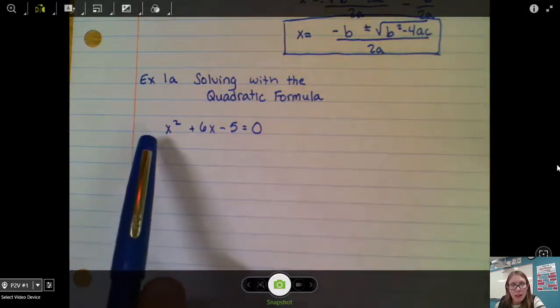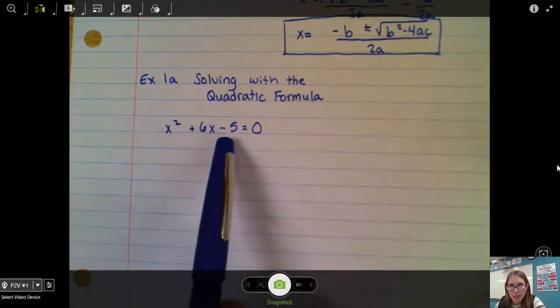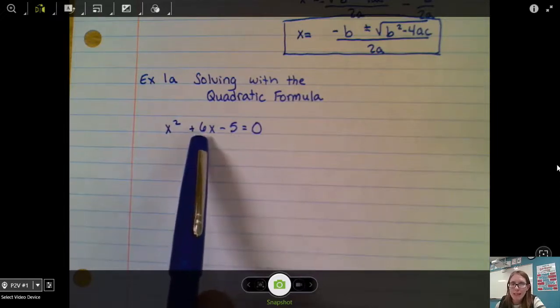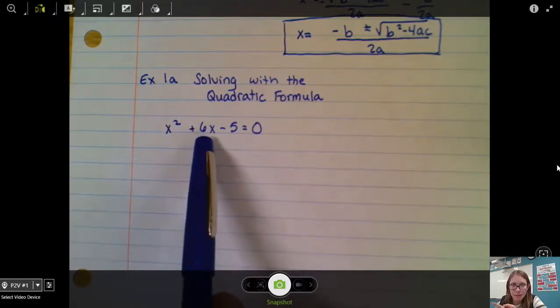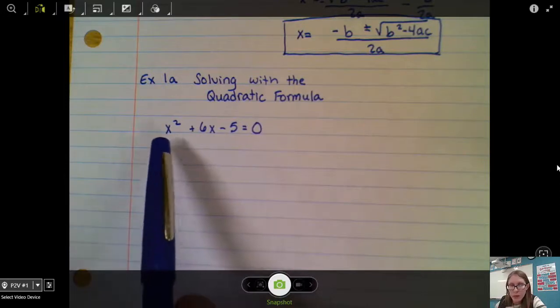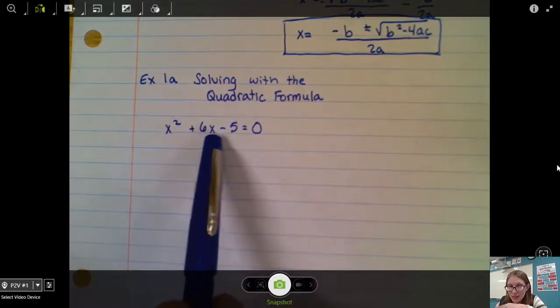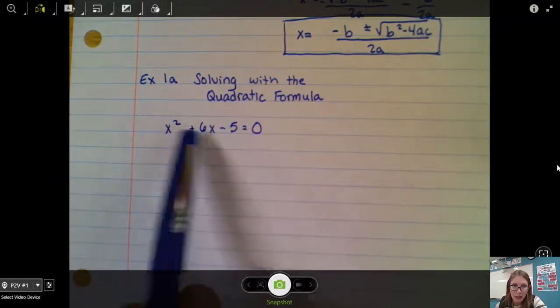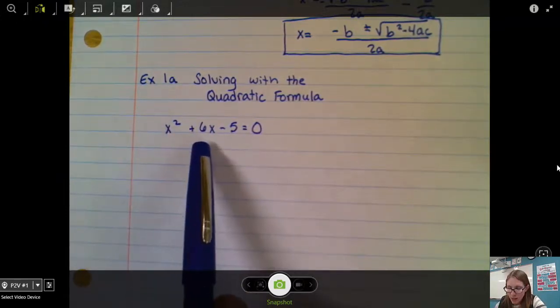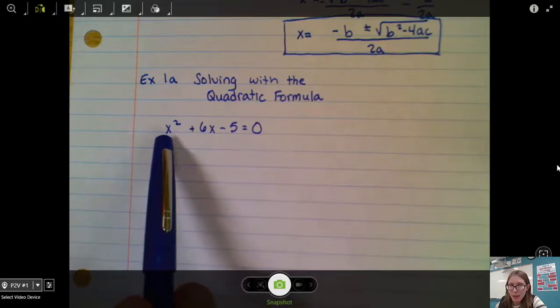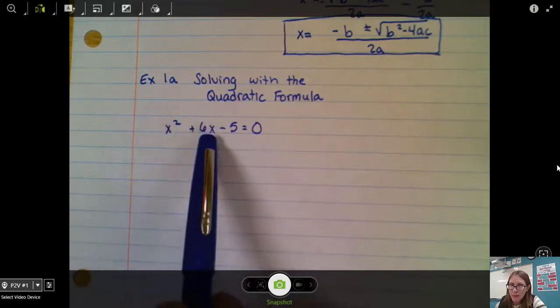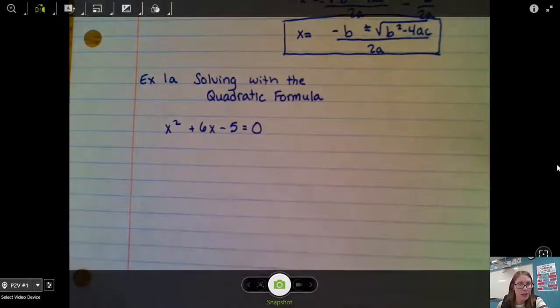First of all, this equation does not factor because I don't have any numbers that multiply to -5 and add to +6. So we can't factor. I also can't use square roots because I have an x squared and an x and a number. I have 3 terms, so we can't just square root both sides. I could complete the square because my a value is 1 and my b value is even. So I could complete the square, but let's use our quadratic formula here so that we can get some extra practice.